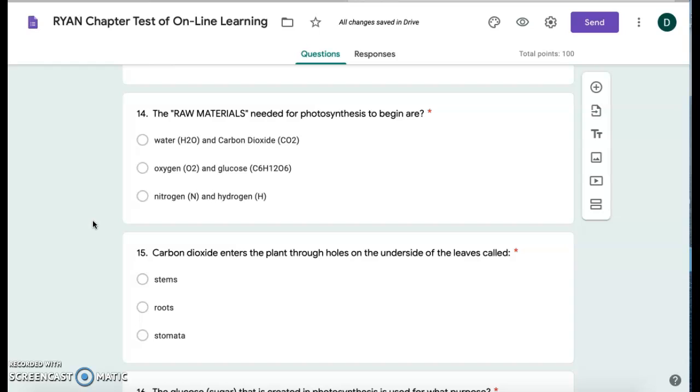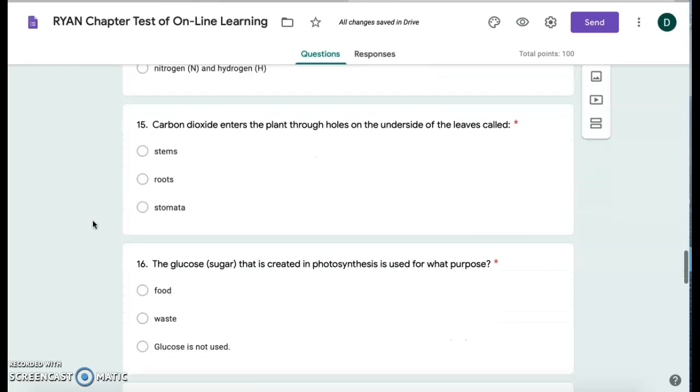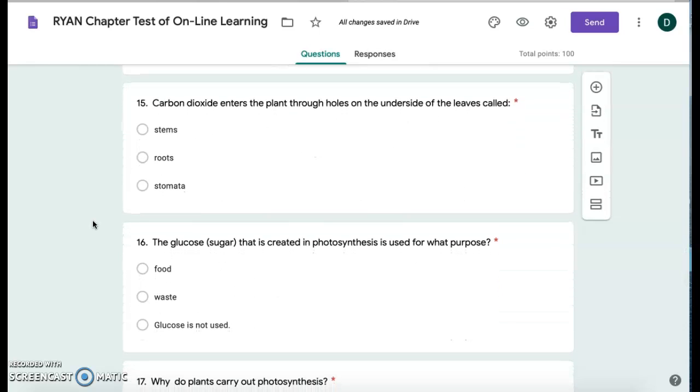Number 14. The raw materials needed for photosynthesis to begin are water, H2O, and carbon dioxide, oxygen and glucose, or nitrogen and hydrogen. Number 15. Carbon dioxide enters the plant through holes on the underside of the leaves called stems, roots, stomata.